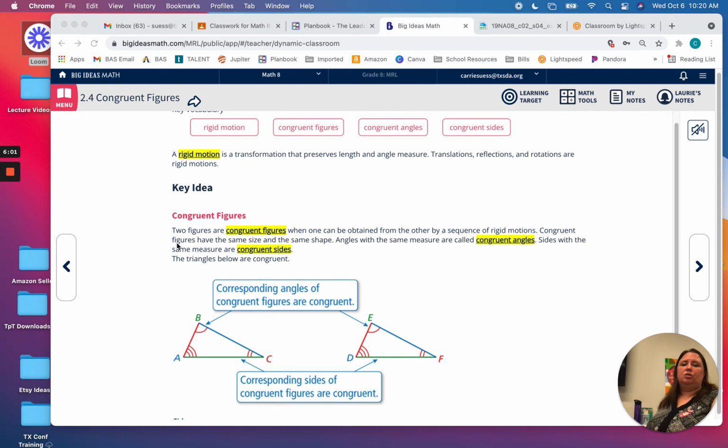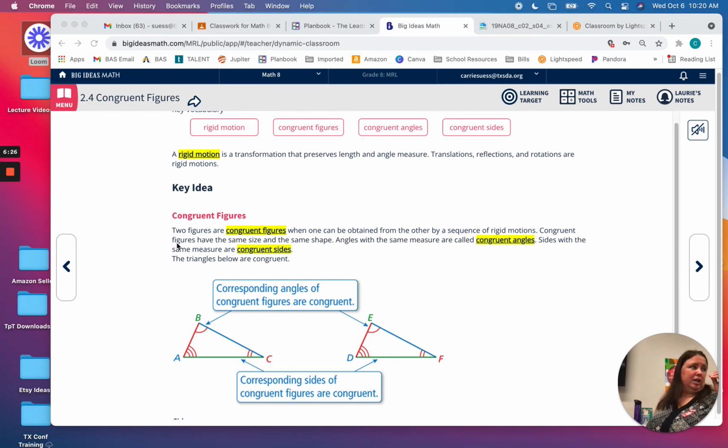A rigid motion. Okay, we've been learning about transformations. We've learned about translation, which is just sliding across or up or down. We've learned about rotation, your favorite. We've learned about, what's the other one? Reflection. Okay, a rigid motion is a transformation that preserves the length and angle measure. All three of the things we've already learned are considered rigid motions.